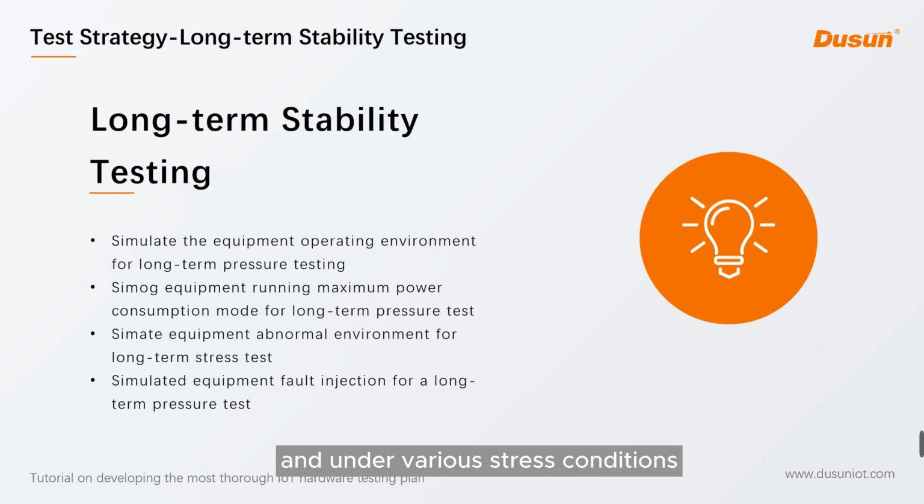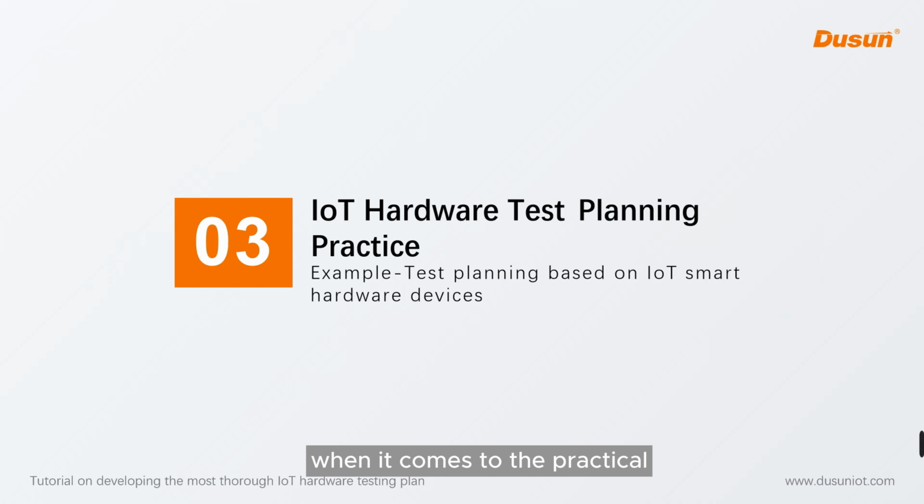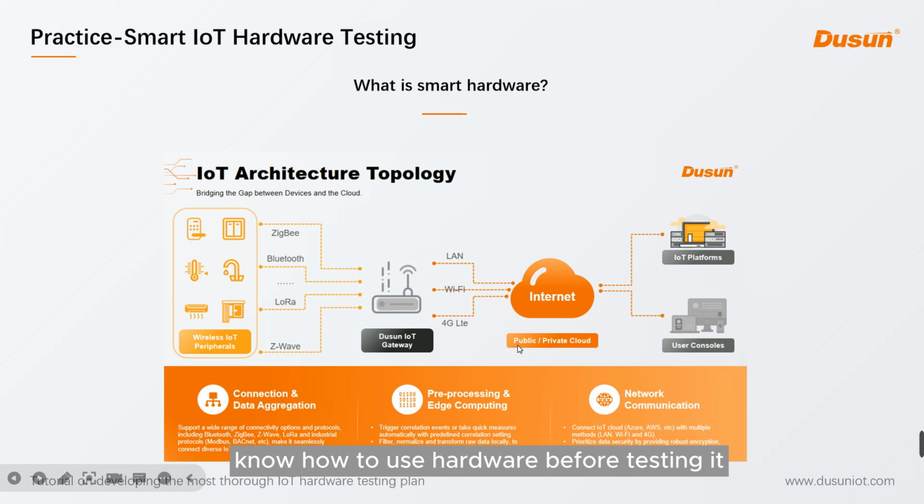When it comes to the practical implementation of testing strategies, let's take a look at an example of a testing plan for smart hardware. Know how to use hardware before testing it. Simply put, smart hardware is the fusion of hardware and applications.